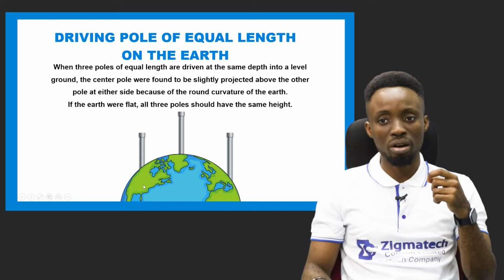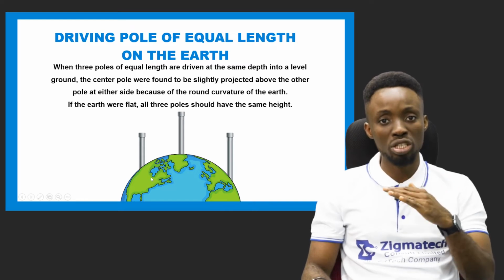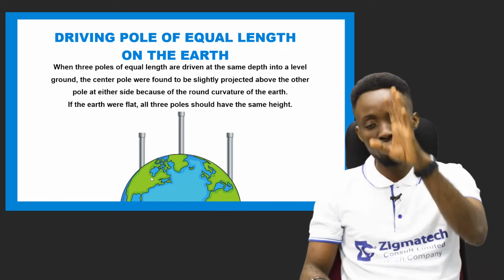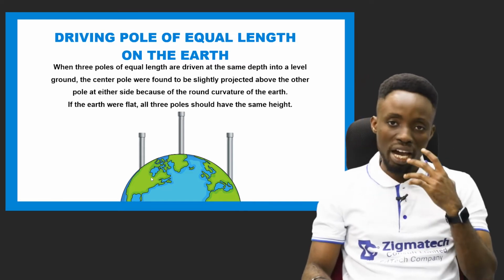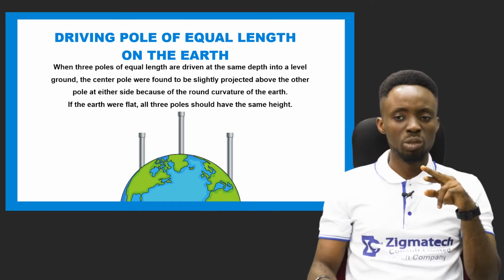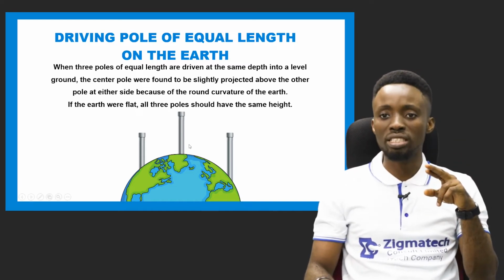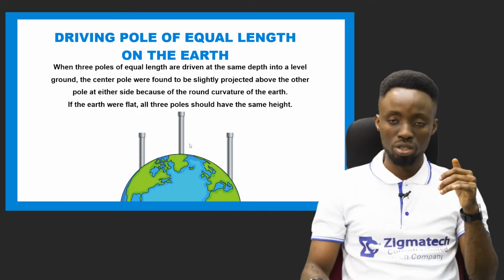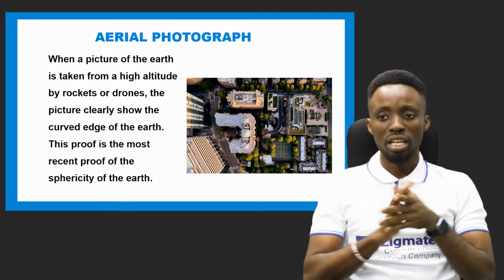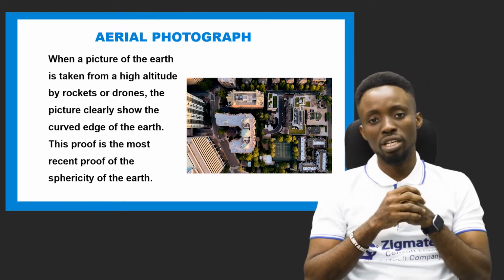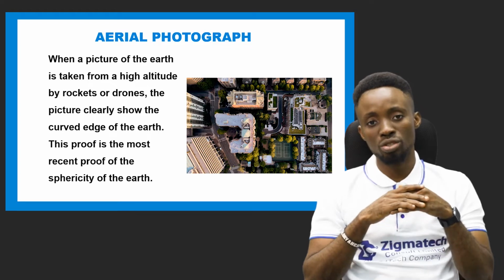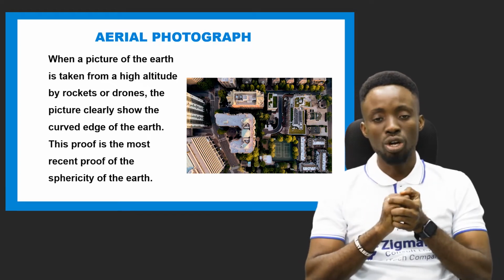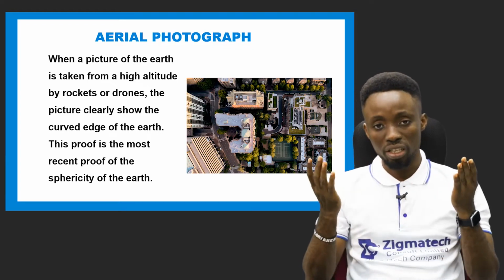But since the Earth is round, when we observe, we see what? We see the one in the middle slightly higher than what? Higher than the other. So with this experiment, we can also say that the Earth is what? The Earth is round and not what? And not flat. Now let's look at another evidence that we can use to say that the Earth is what? Round and not flat. We call it the taking of what?